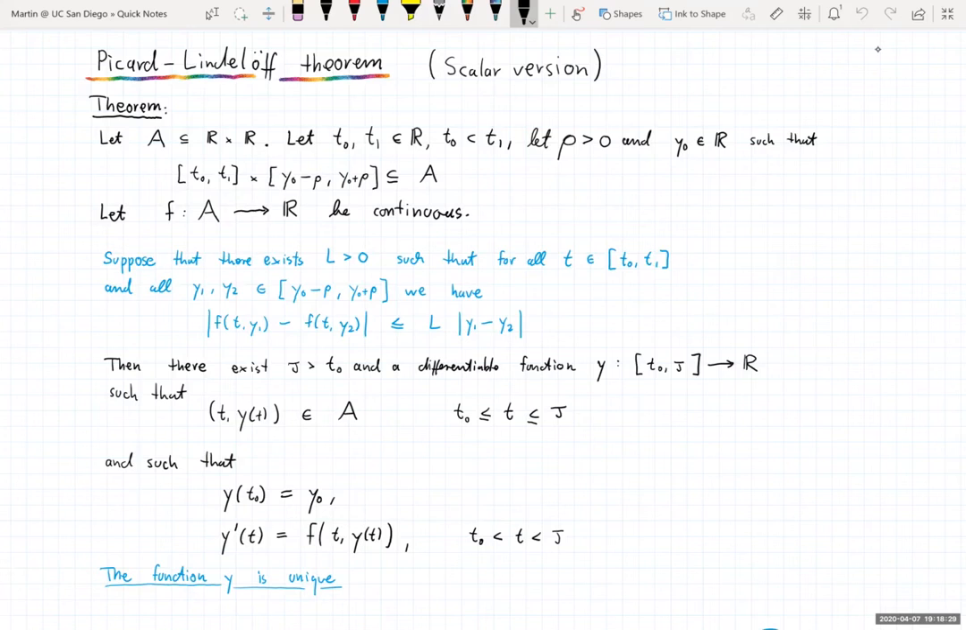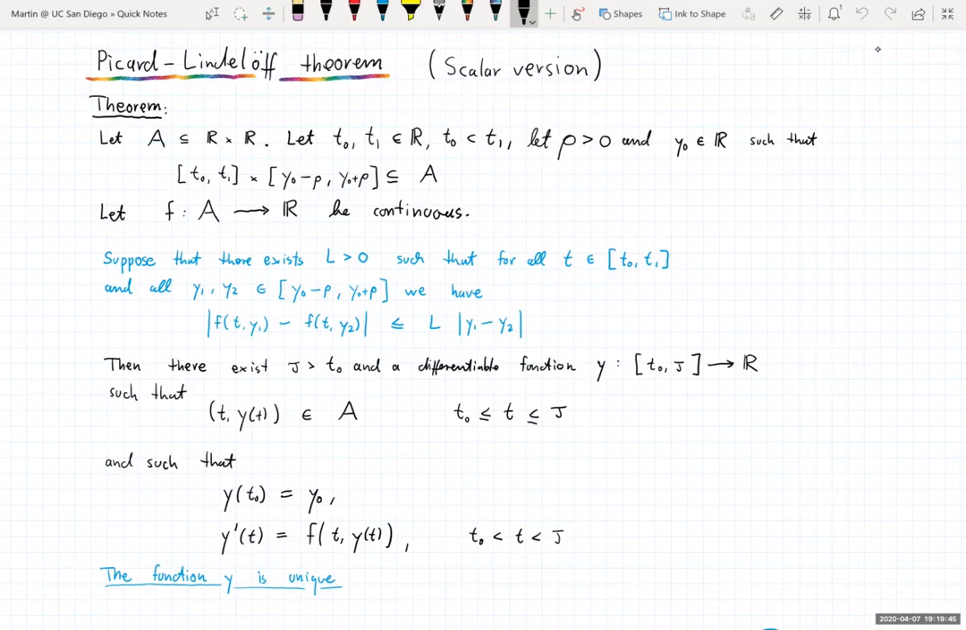And we let rho be a positive number, and we let y0 be a real number, with the following conditions, namely the interval t0 to t1 times the interval y0 minus rho till y0 plus rho is contained in the set A. You may think of it like I have got a time interval from t0 to t1, and I've got the interval around y0, and if I put these into a rectangle, one side is the time direction and the other side is the y direction, then that rectangle is contained in the set A.